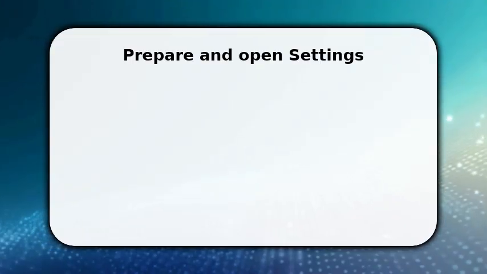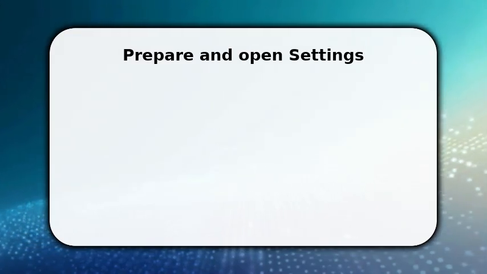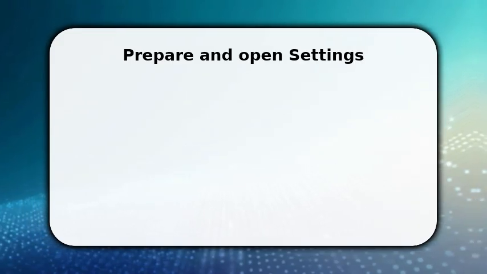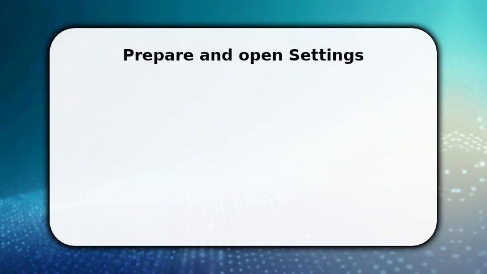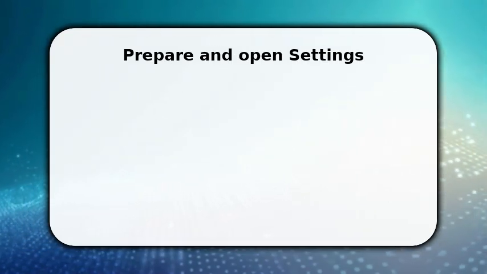You start by preparing the device. Unlock it and make sure battery is above 20% so nothing interrupts. Once ready, open Settings and navigate to Notifications or Sounds and Notifications. This central page controls alert behavior.